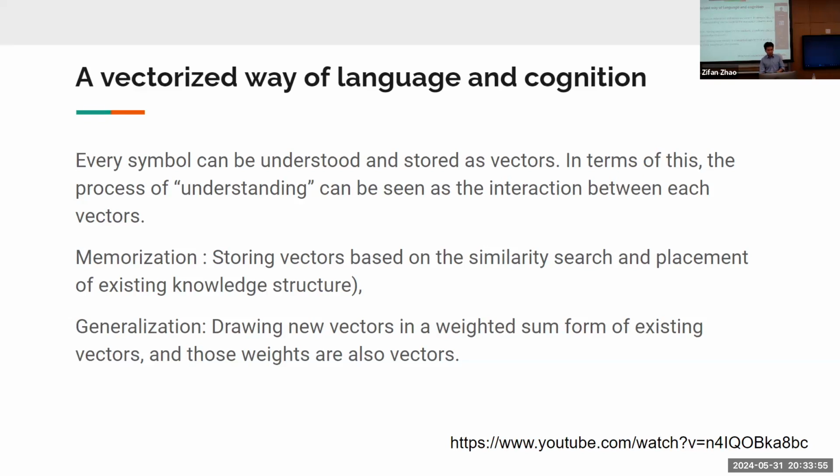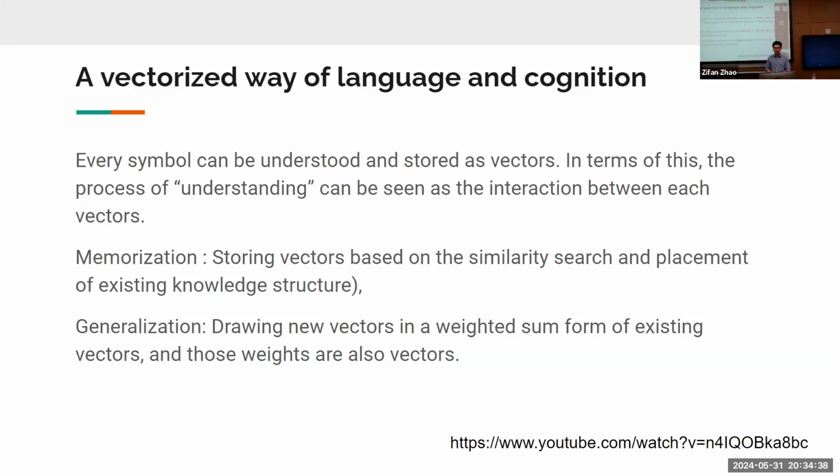So I will briefly introduce two cognition terms from this vectorized perspective. Storing vectors, or memorizing things, can be viewed as storing vectors based on semantic similarity and the placement of the existing knowledge structure. Basically, when you learn something new, if it's similar to some of the original knowledge in your brain, you give this new knowledge a vector that is very similar to the original vector in your brain. That's basically how it works.